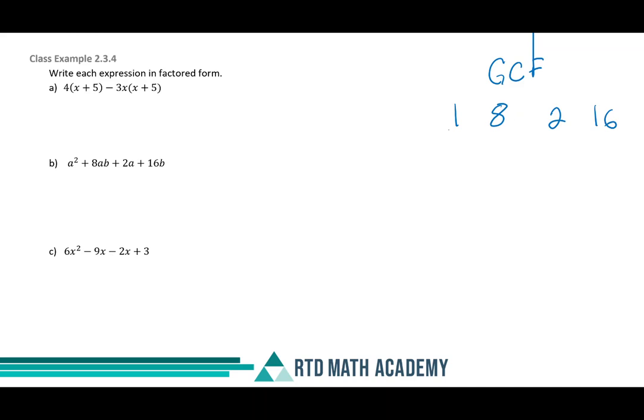Well, my greatest common factor between all of those numbers happens to equal 1. Not overly useful, okay? Then let's look at the letters. I've got an a squared, an ab, an a, and a b. Well, I've got a squared, a, and a, so that's good. But here I've got a b, and not all of them have A's, and not all of them have B's, so there actually is no greatest common factor for question B right now.